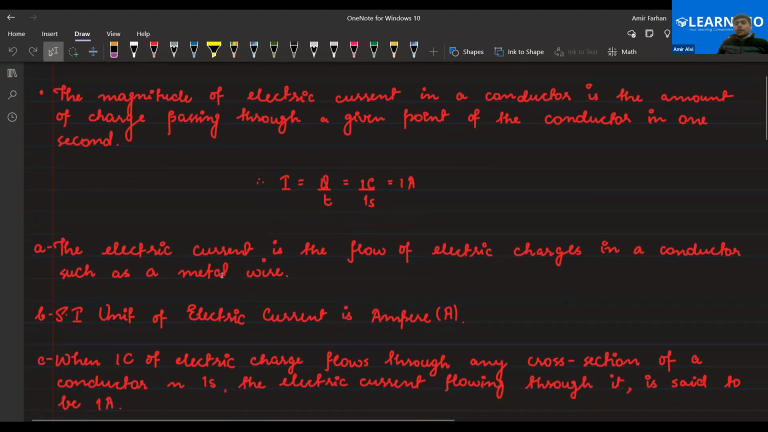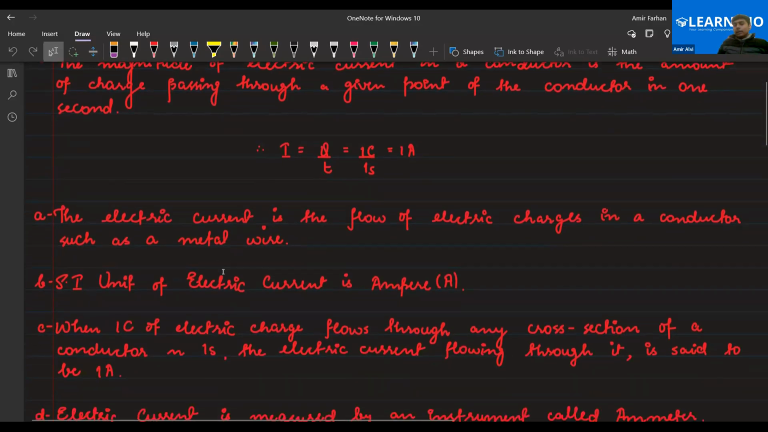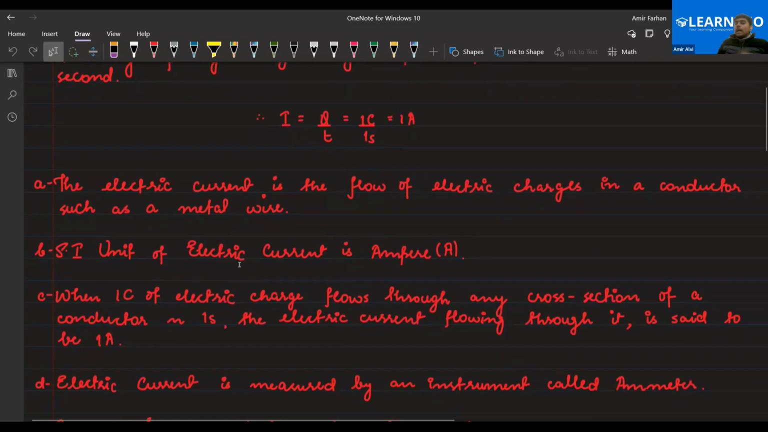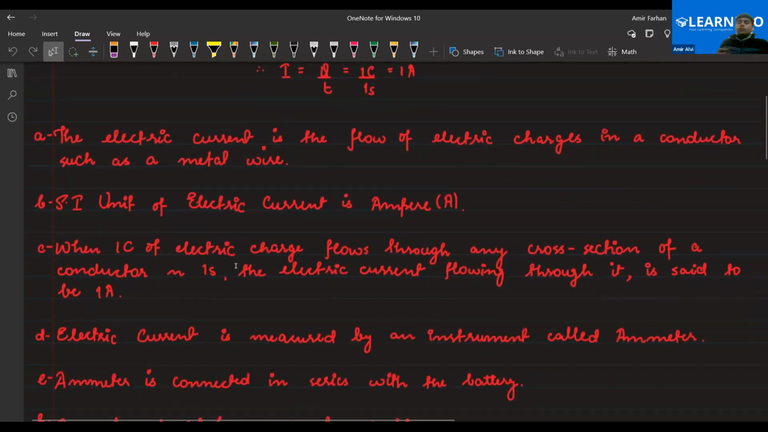Electric current is the flow of charges through a conductor, such as a metal wire. The SI unit of electric current is ampere, right, everyone? And how do we define it? When 1 coulomb of electric charge flows through a conductor in 1 second, the current is said to be 1 ampere.